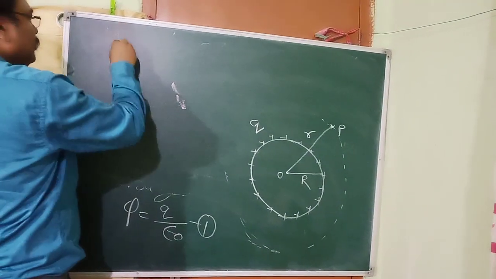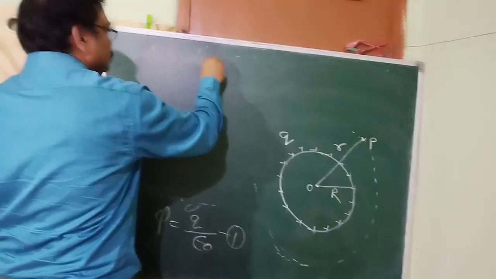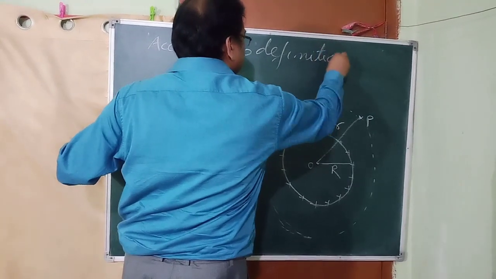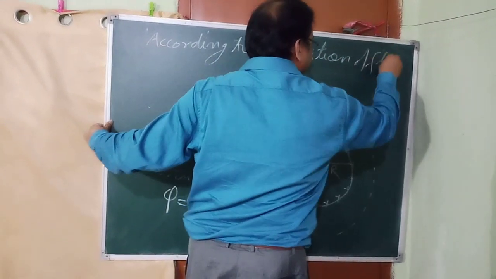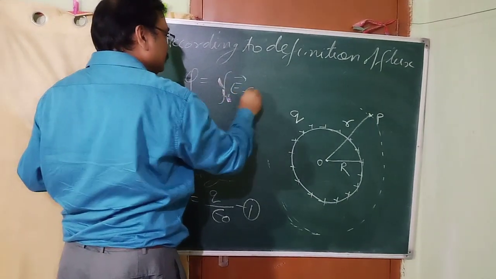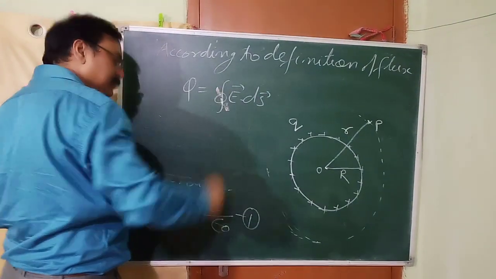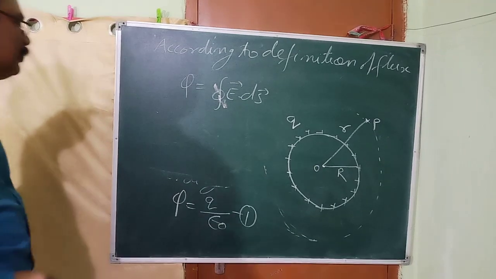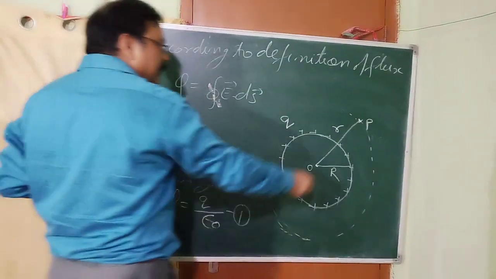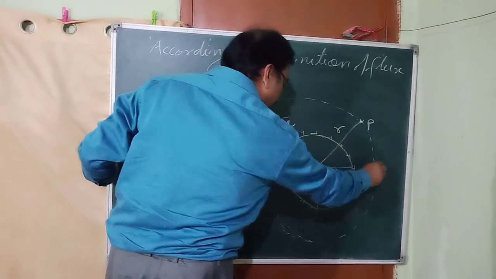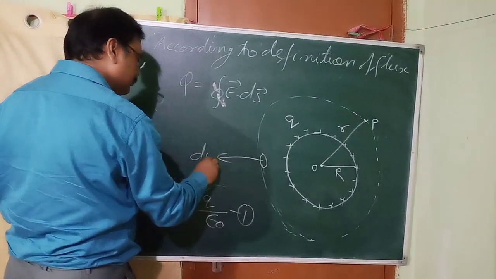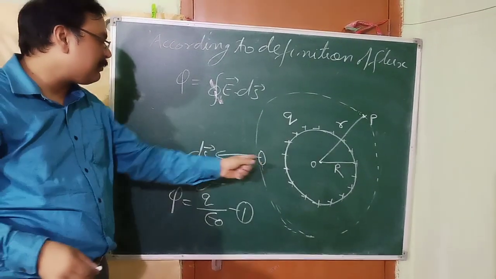We know that according to the definition, flux phi is equal to the integration of E dot ds. That we know. Closed loop integration. Now, at any point, we want to find out this at this one. So what will we do? We will take a small area over here, that is ds. Direct the area perpendicularly outward.